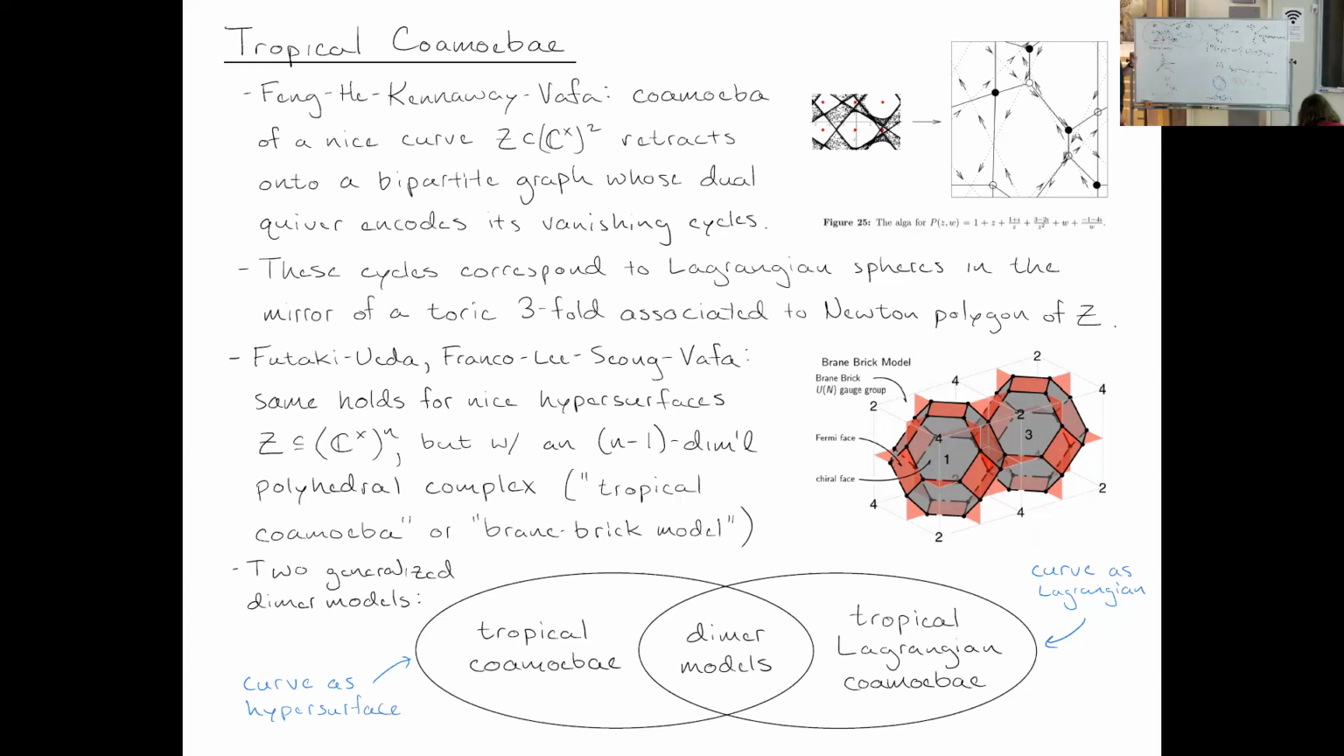And the vanishing cycles of the spectral curve give rise to Lagrangian spheres in this threefold. So for that reason, if you want to understand toric mirror symmetry, you want to understand vanishing cycles of curves, and the graphs give you a convenient way of encoding that. And that is the perspective that these people were thinking about.